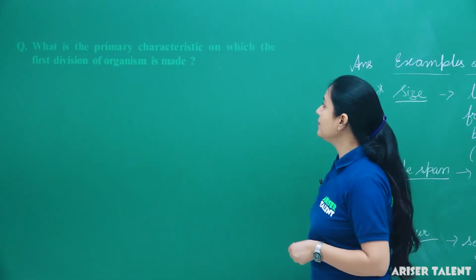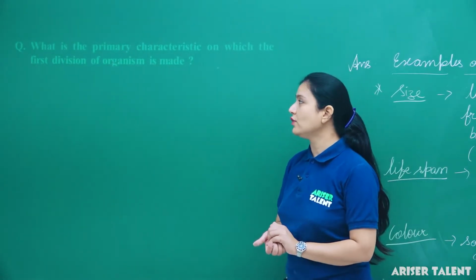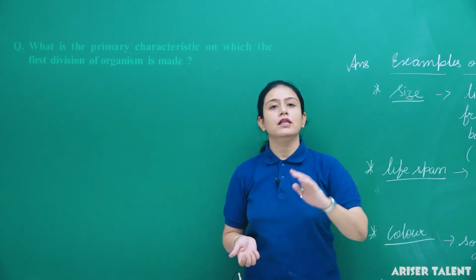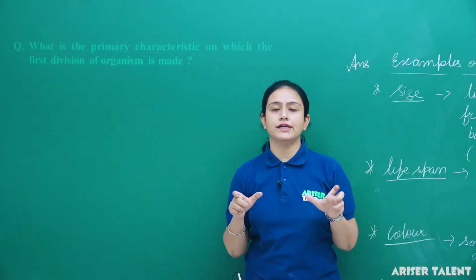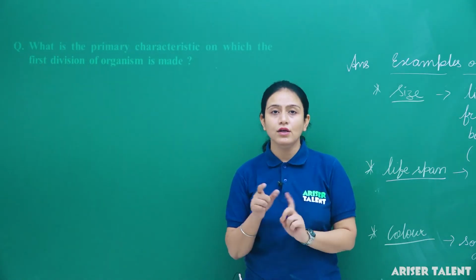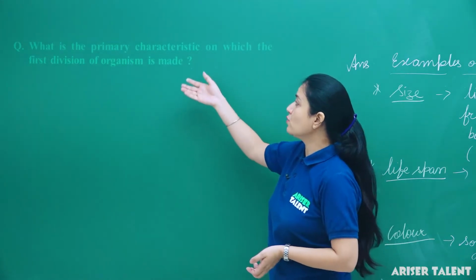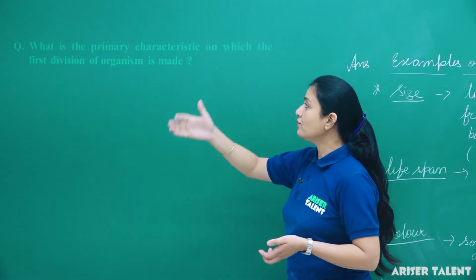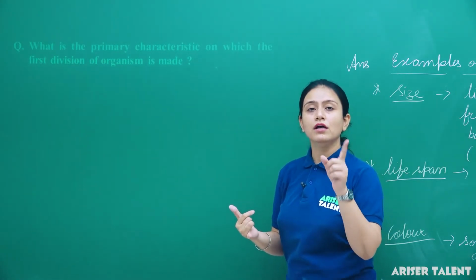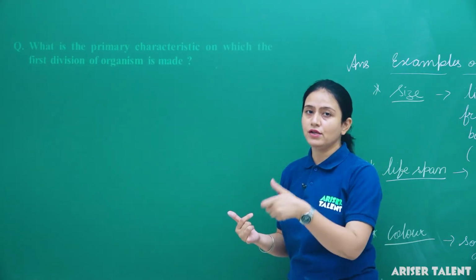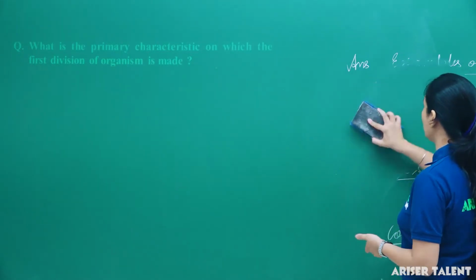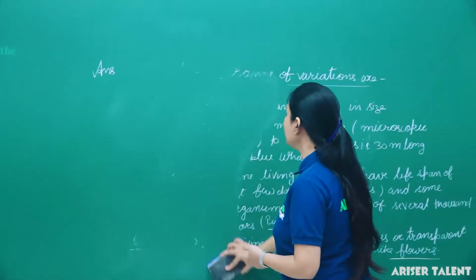Next is, what is the primary characteristic on which the first division of organisms is made? As we know about the five kingdom classification, first of all we have studied that organisms are divided into two categories. They are prokaryotic and eukaryotic. So first of all, they were categorized into two groups, prokaryotics and eukaryotics. What were the prokaryotics? Whether the genetic material is surrounded by a membrane or not.